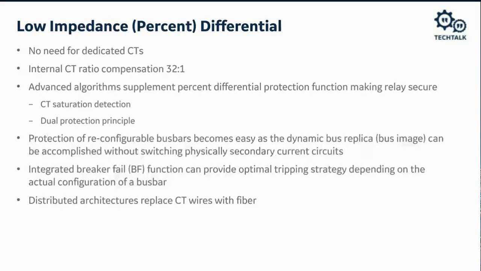And we could have a distributed architecture where we install merging units at the breaker location to convert the CT wires from analog into a digital signal, which we can then send over fiber optic to our central unit, which is located in our control room. So with this type of scheme, low impedance scheme, we can do a centralized architecture where we wire all the CTs into one relay at a central location, or the distributed architecture where we can convert the CT wires into a digital signal and send it fiber optically to a relay.